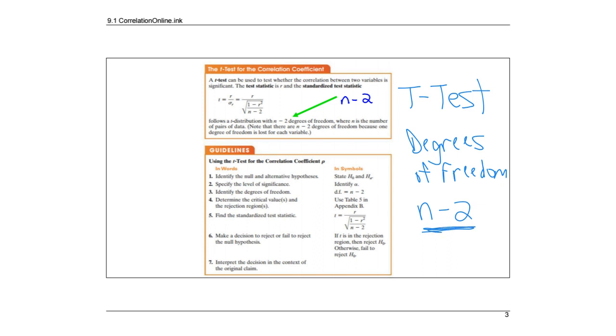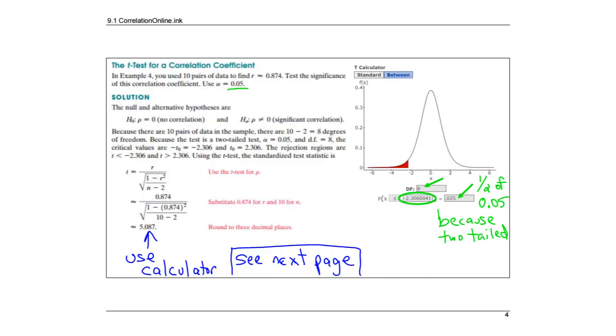Otherwise, we're going to do this just like our hypothesis testing in chapter 7. We're going to have a null hypothesis, an alternative hypothesis. We're going to be given a level of significance. We're going to be given all of the data we need to put into the test. And then finally, we're going to get to the end and we're going to reject or fail to reject.